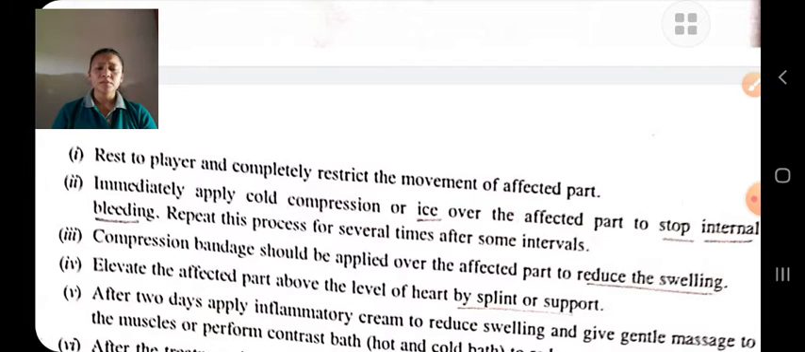Repeat this process several times after some interval of time for 2 days. We should do icing for 2 days, and it should be done after some interval of time, like icing for 20 minutes and a 30-minute break, again 20-minute icing, 30-minute break, etc. A compression bandage should be applied over the affected part to reduce swelling. Elevate the affected part above the heart level with the help of a splint or support.